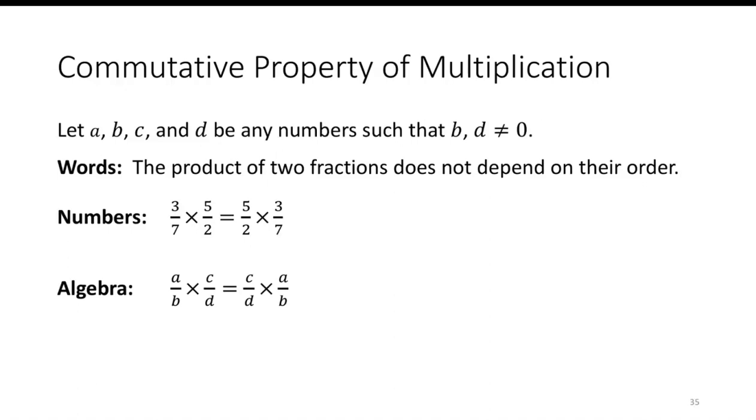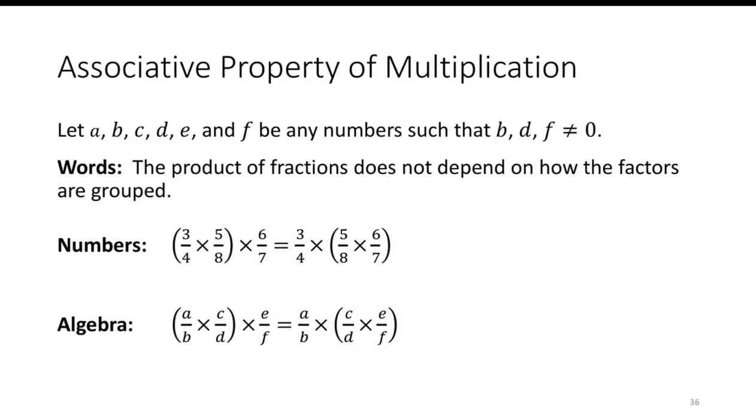The commutative property of multiplication is that when you have two fractions, it doesn't matter the order that you multiply them in. So it doesn't matter which fraction is first when you multiply. So 3/7 times 5/2 is the same thing as 5/2 times 3/7. A over B times C over D is the same thing as C over D times A over B, assuming that B and D are not 0.